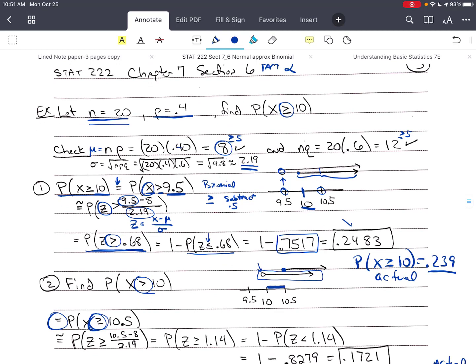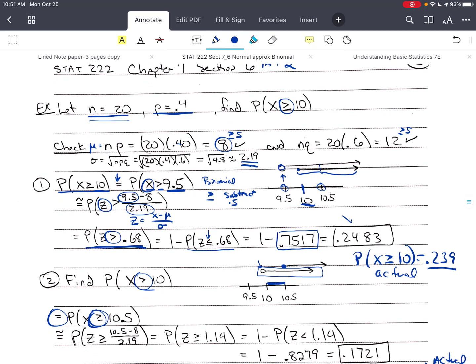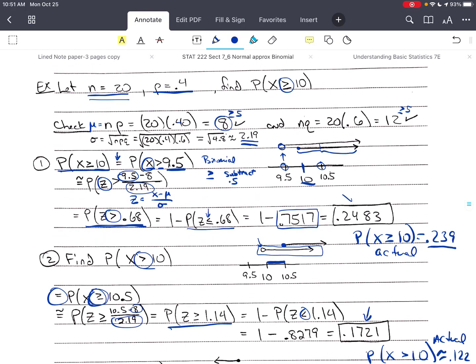And then I need to convert that to a z-score. So we subtract the mean, which is 8, divide by the standard deviation, 2.19, and that gives us a z of greater than 1.14. Again, we won't find that in our table. We'll have to say 1 minus the probability that z is less than that number, and that will give us 0.1721.